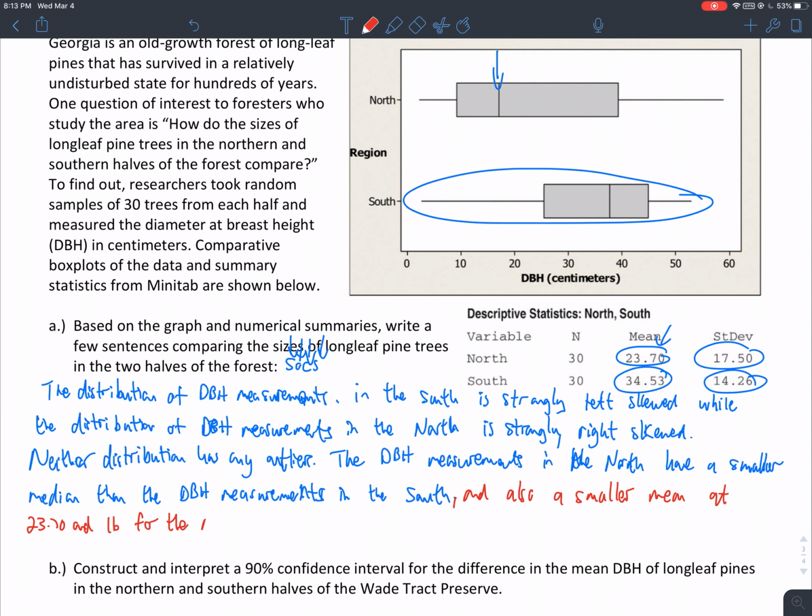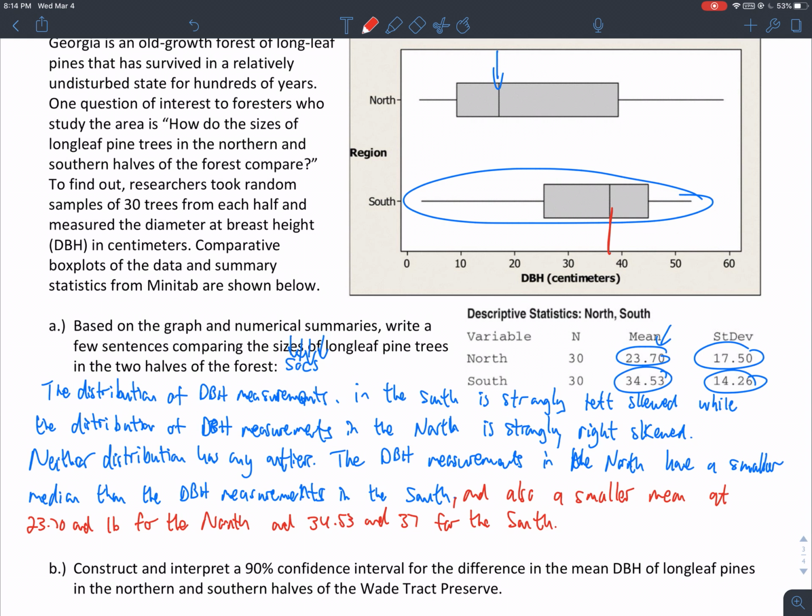For the north, mean maybe about 34.53, and median here about maybe 37 for the south. Okay. All right, so we've said that the center for the south is greater than the north. Okay, and we reported both measures, mean and median. And then standard deviation for the north is larger than the south.